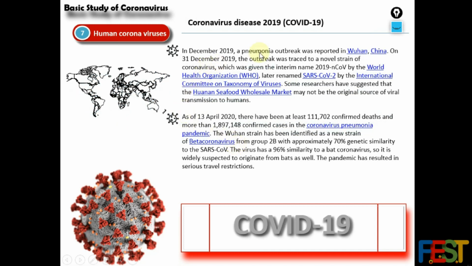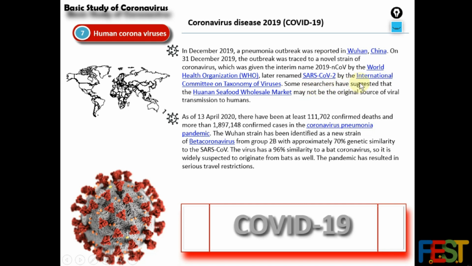Coronavirus disease 2019, COVID-19. In December 2019, a pneumonia outbreak was reported in Wuhan, China. On 31 December 2019, the outbreak was traced to a novel strain of coronavirus, which was given the interim name 2019 novel coronavirus by the World Health Organization, later renamed SARS-CoV-2 by the International Committee on Taxonomy of Viruses.